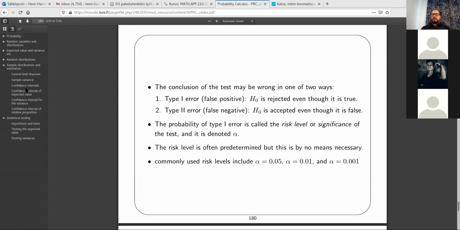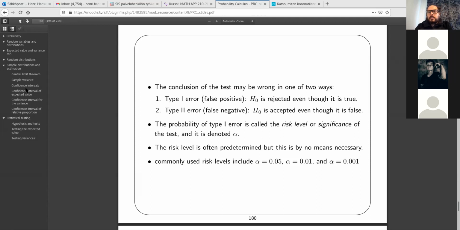Alternatively, we may be accepting the null hypothesis even when it's right. So there are two types of errors. One, we reject the null hypothesis even though it's true, a false positive. This is quite common, in layman's terms. People do this. They reject the null hypothesis even though it's true.